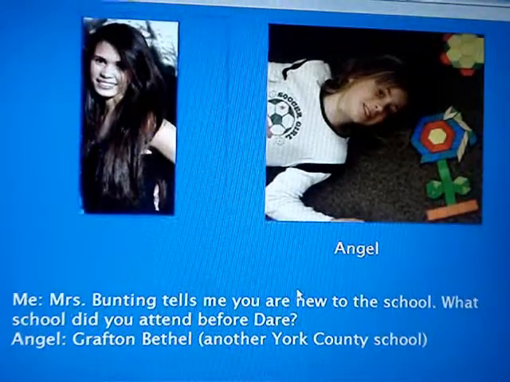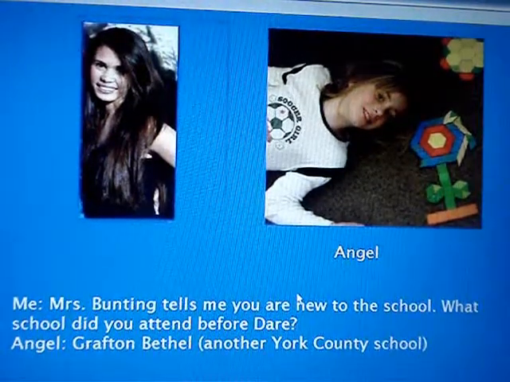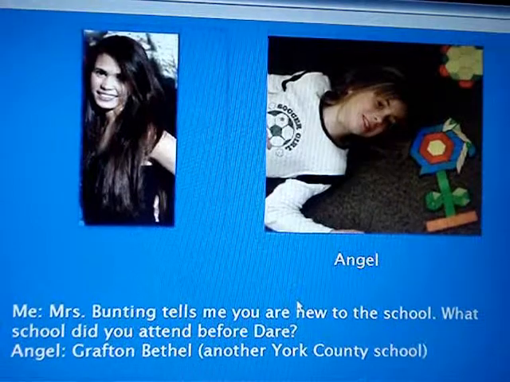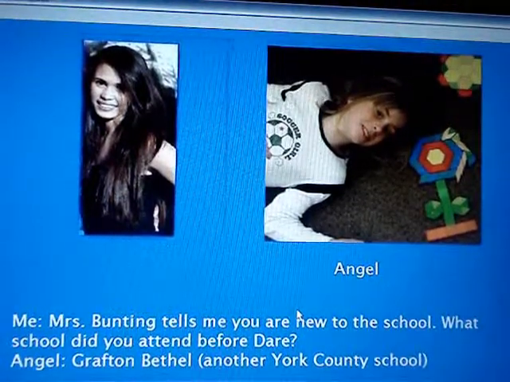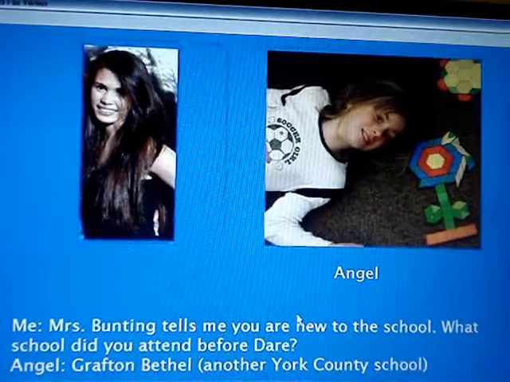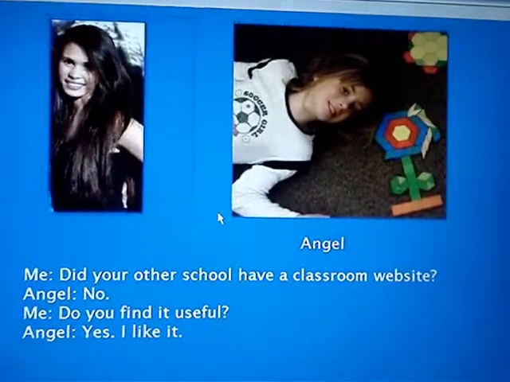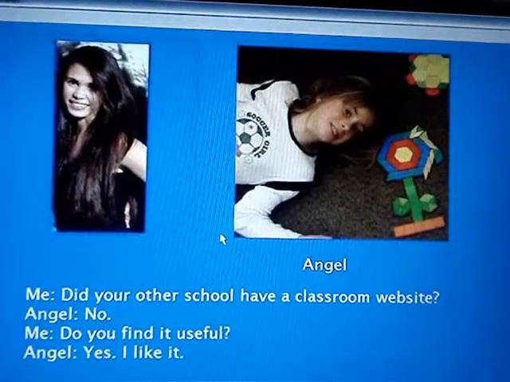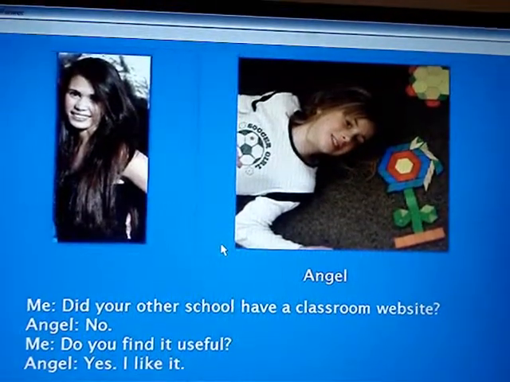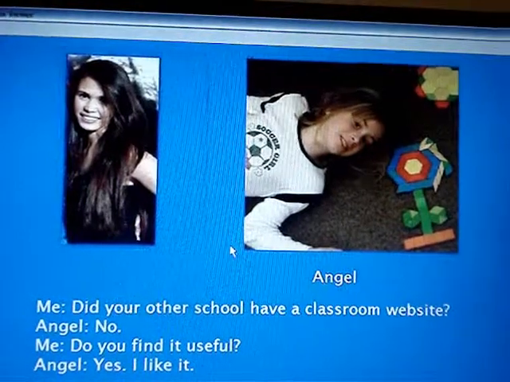This is Angel, and she just recently transferred schools. I started off by saying, Mrs. Bunting tells me you're a new student at the school. What school did you attend before Dare? She said Grafton Bethel. My next question was, did your other school have a classroom website? She said no. I asked her if she found it useful. She said yes, and she liked it.